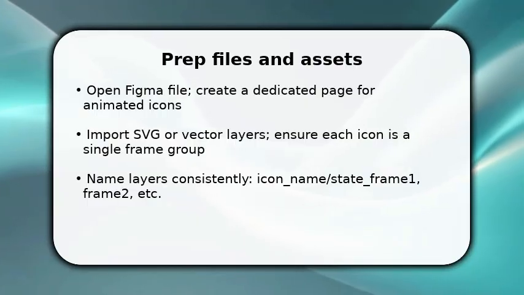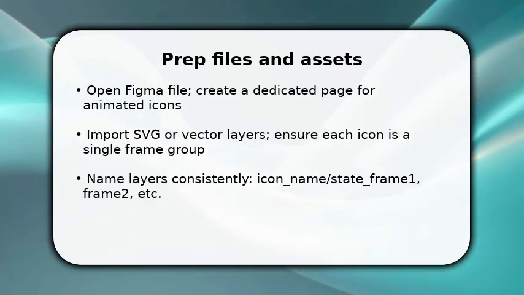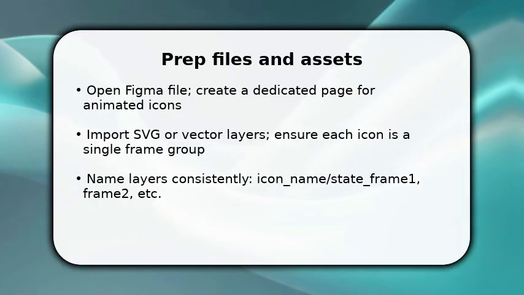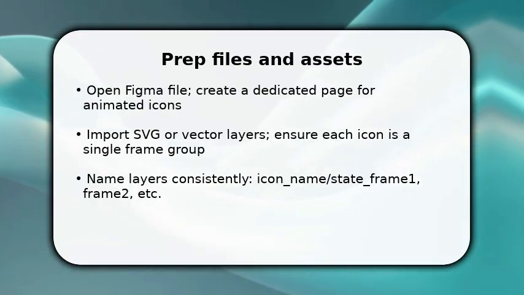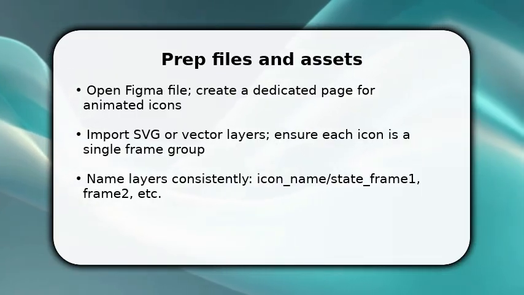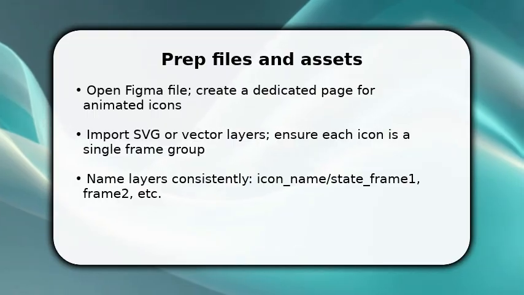You'll start by preparing tidy assets so animation is predictable. Open your Figma file and make a dedicated page for icons. This isolates changes. Next, import or paste cleaned SVGs and convert each icon into a single group per frame so auto layout won't break them.